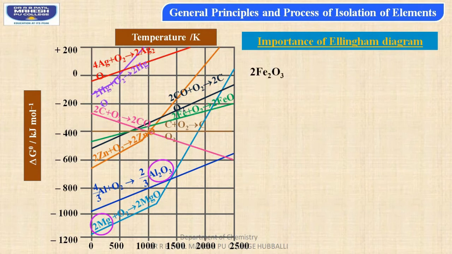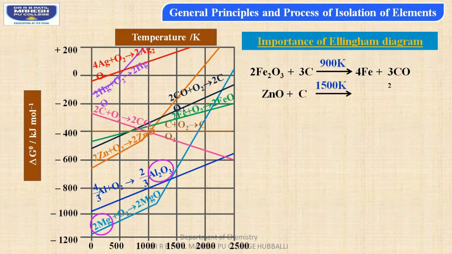Now, let us consider reduction of ferric oxide with carbon at a temperature of 900 Kelvin to form iron along with carbon dioxide. Similarly, when zinc oxide is reduced at a high temperature of 1500 Kelvin, the formation of zinc along with carbon monoxide occurs. Now let us understand the formation of carbon dioxide and carbon monoxide from the Ellingham diagram.